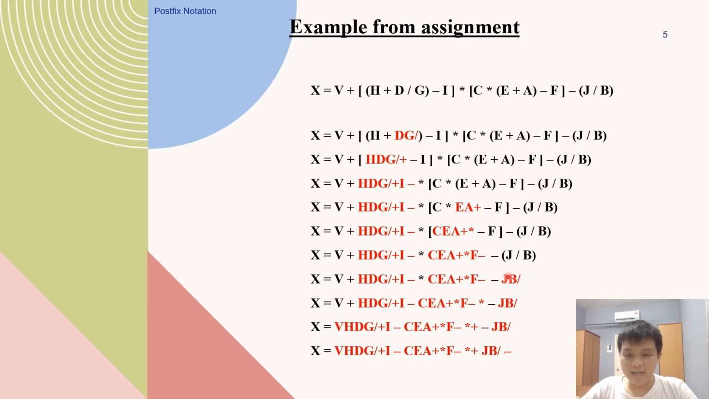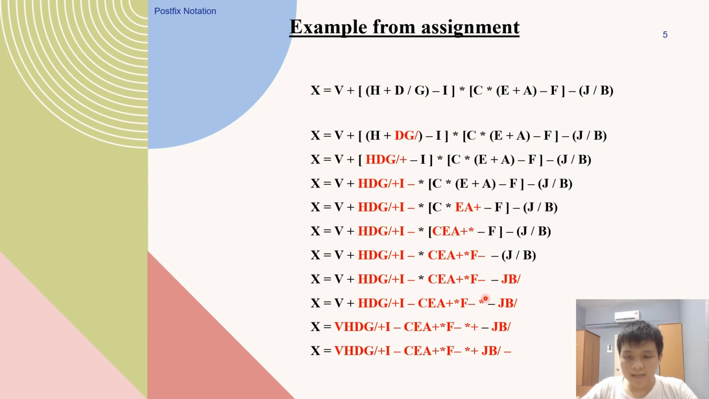After this is done, we should see which has the higher priority. So it's the multiply. Multiply has a higher priority than subtract and add. So we should move the operator to the back, between two operands. So this one will move to here. So it will become V hash D G divide add I subtract C E A add multiply F subtract multiply.